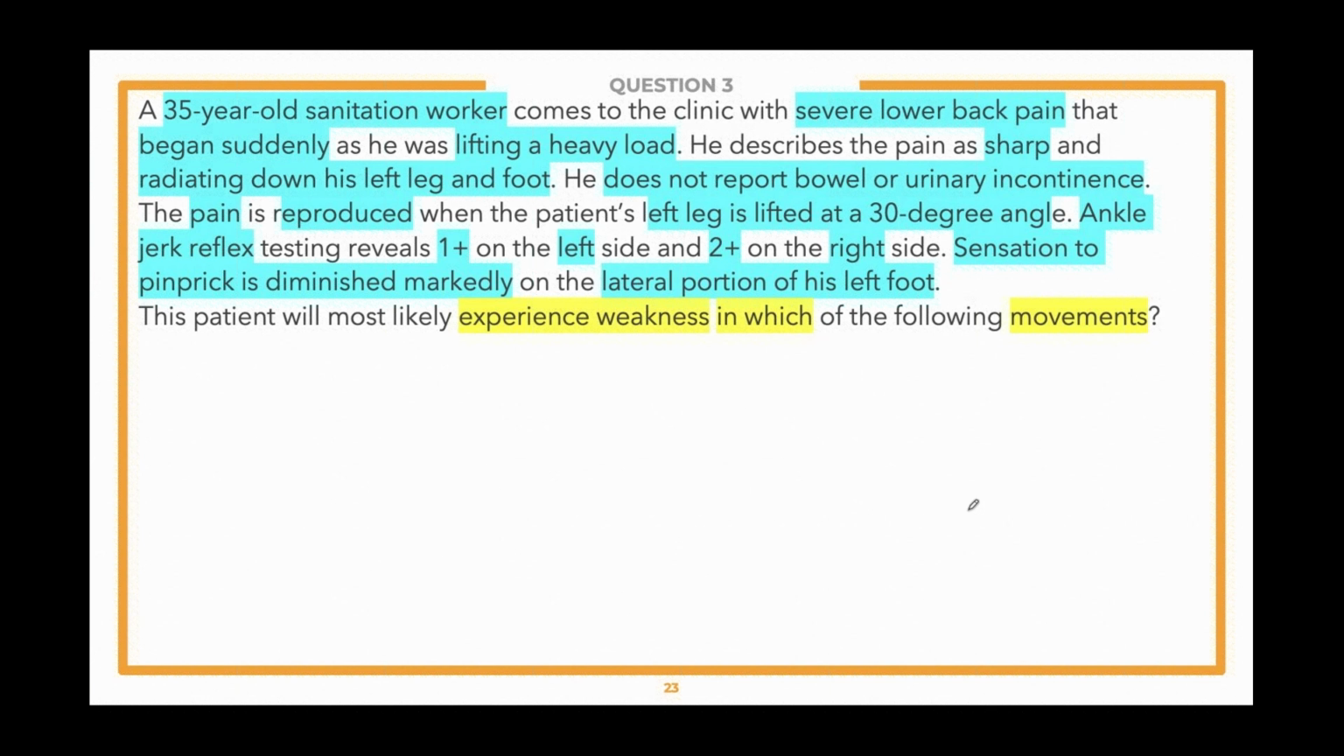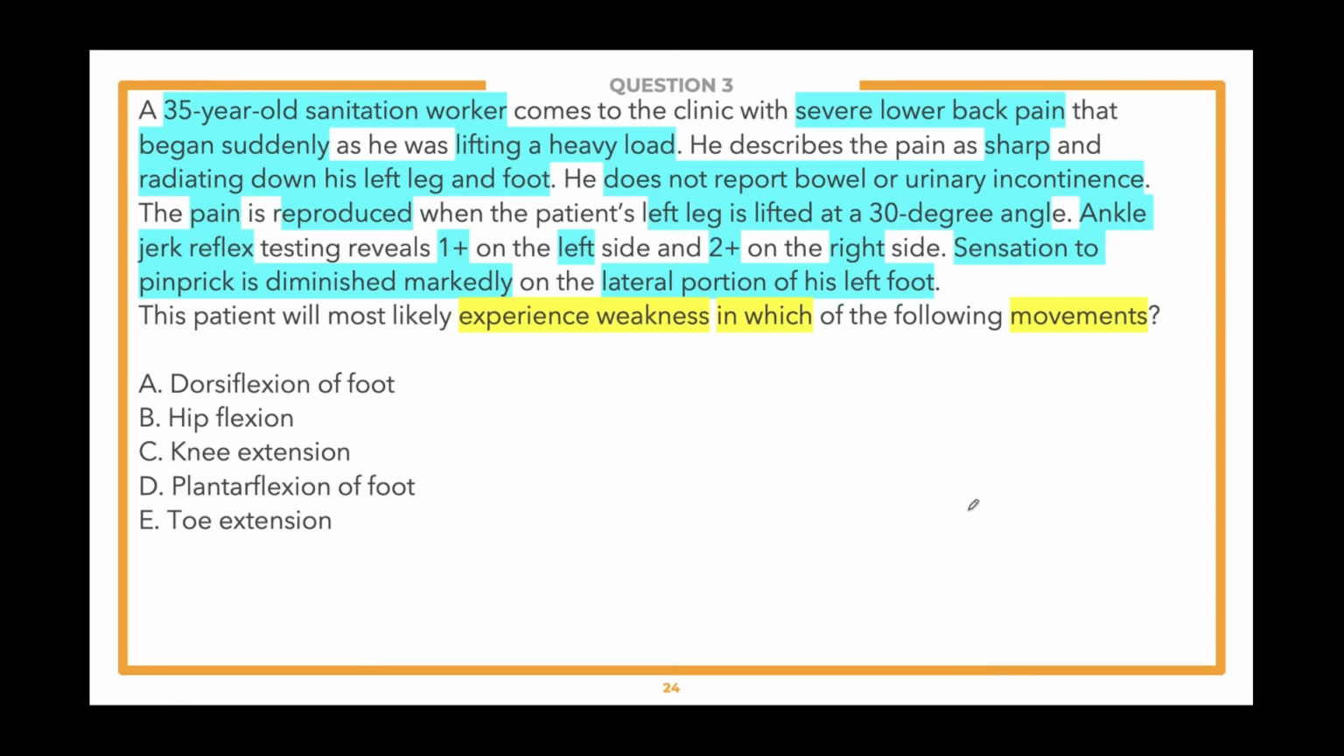So let's take a look at those answer choices. What we see here are 5 answer choices. Once again, we're going to start at the bottom and work our way up to the top. E, toe extension. D, plantar flexion of foot. C, knee extension. B, hip flexion. And A, dorsiflexion of foot. So once again, we're going to open up that poll. Go ahead and select what you think is the best answer here, and we'll talk about it in just a few seconds.